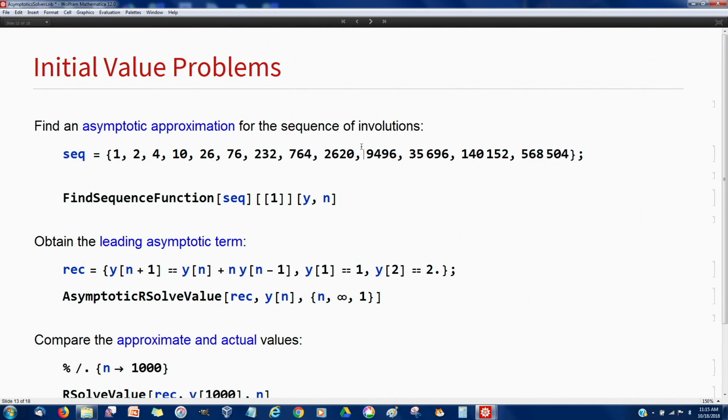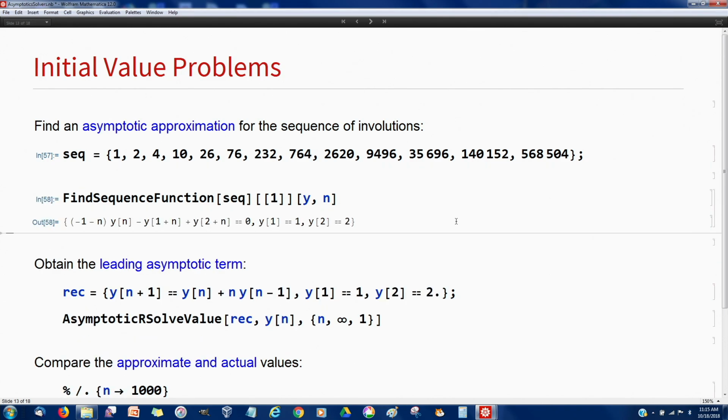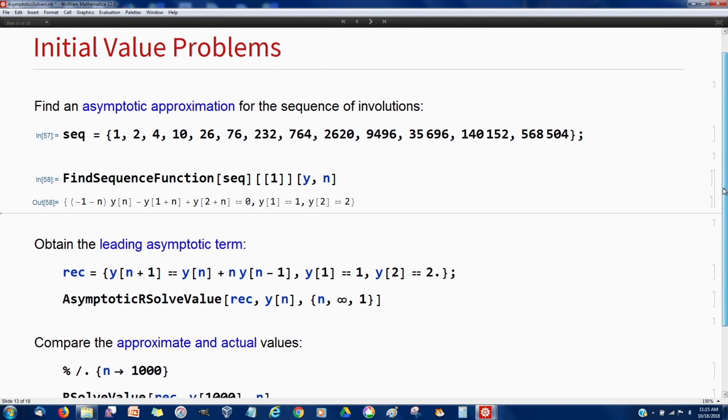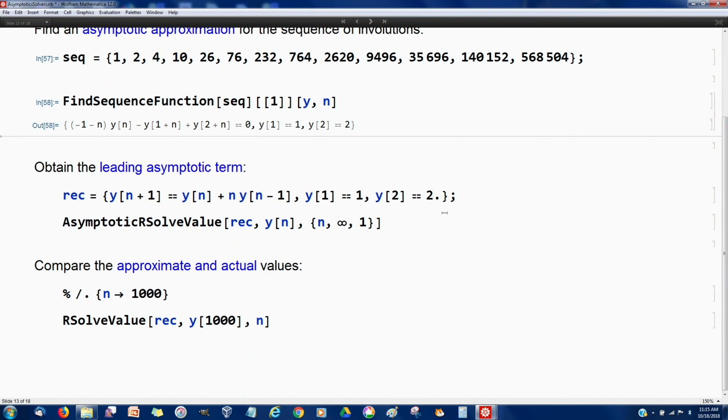So here's a sequence of involutions from combinatorics, and I can use the FindSequenceFunction to work out the difference equation for it, but then I'm stuck. The reason I'm stuck is that you have initial values at one end, you want to approximate the other end, and there's no way to do it. So Paul asked me this question, and the answer is you have to use an approximation over here.